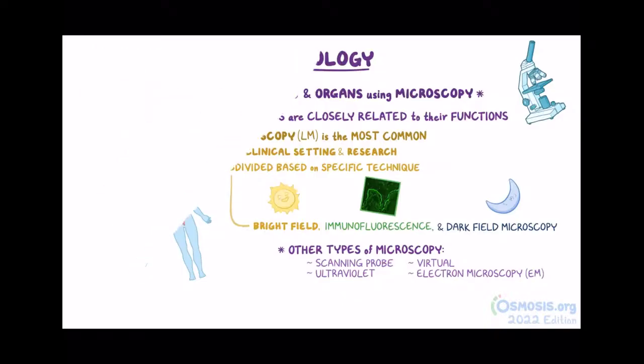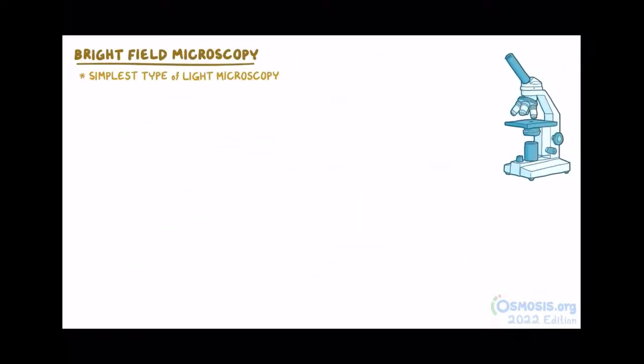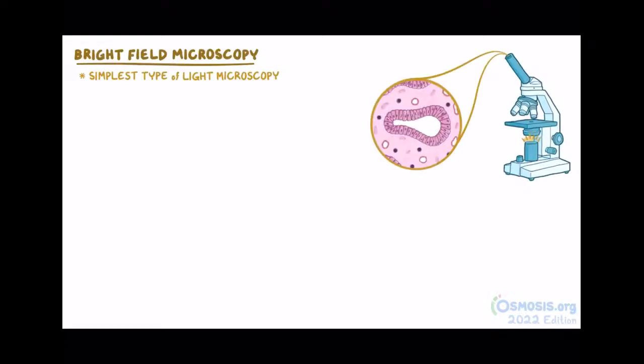Bright field microscopy is not only the simplest type of light microscopy, but also the type that most people are familiar with, utilizing ordinary light to examine stained tissue at high magnification. In order to visualize the tissue, it needs to be properly prepared first. The most common method of tissue preparation has three main steps.